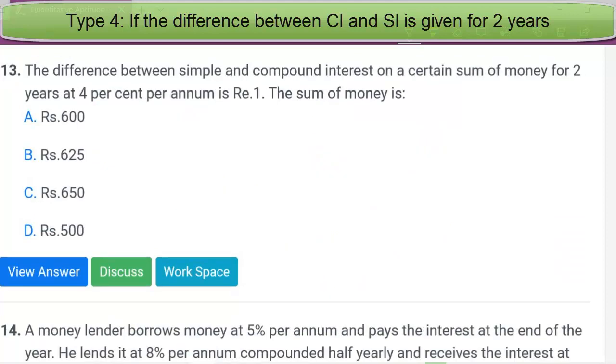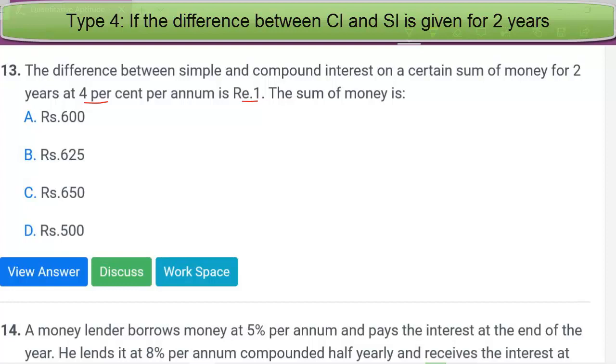So let's take one more question of this type. In this question also, the difference between the simple and compound interest on a certain sum of money for 2 years at 4% per annum is rupees 1. In this question the rate of interest is given, but you have to calculate the sum of money. So we will apply the same concept here as well.